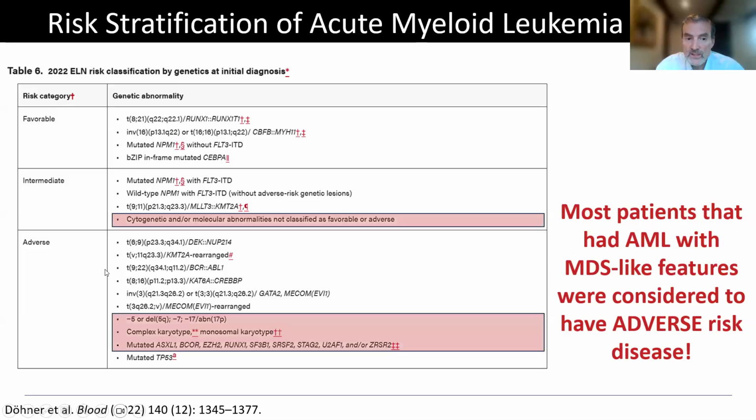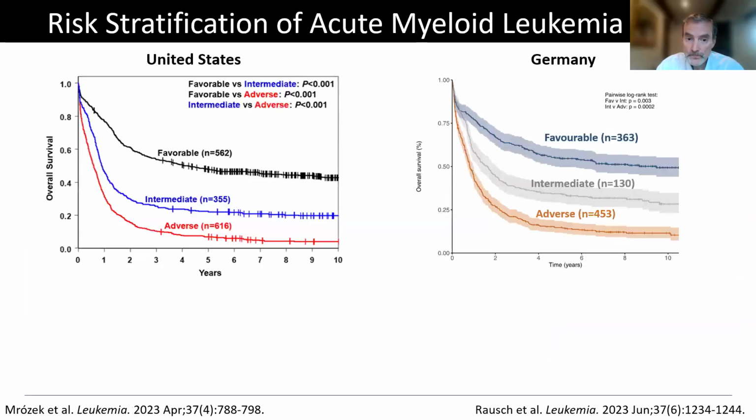And if you'll note, there are two groups of people who have MDS-like disease. This is AML with myelodysplasia-related changes, and sometimes it's AML that came after MDS. Most of those people had adverse risk disease in this older 2022 risk stratification tool. Down here at the bottom, we still have those mutated TP53 patients, and unfortunately, those haven't moved very much. But here's the thing to know: AML with myelodysplasia-related changes, as little as 4 years ago, was considered to be largely an adverse risk AML.